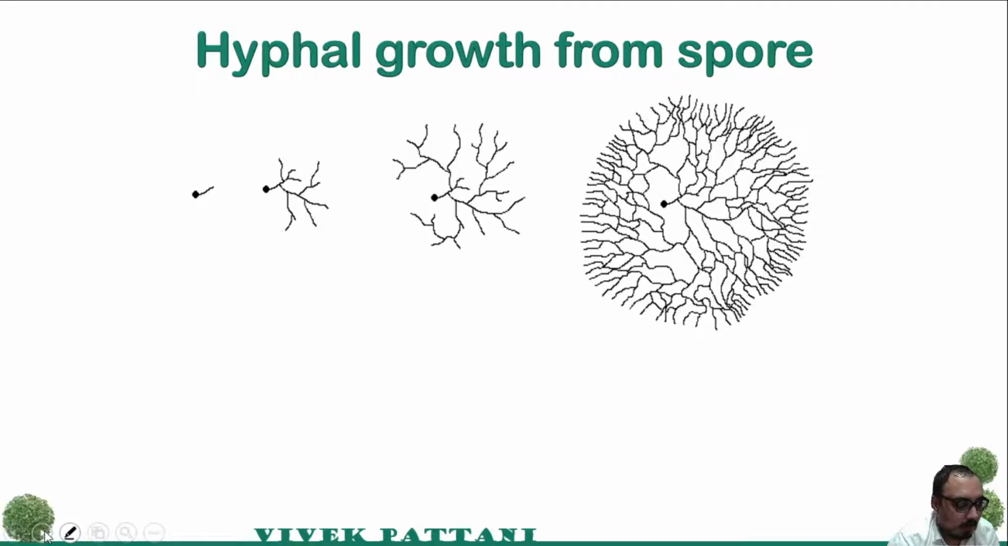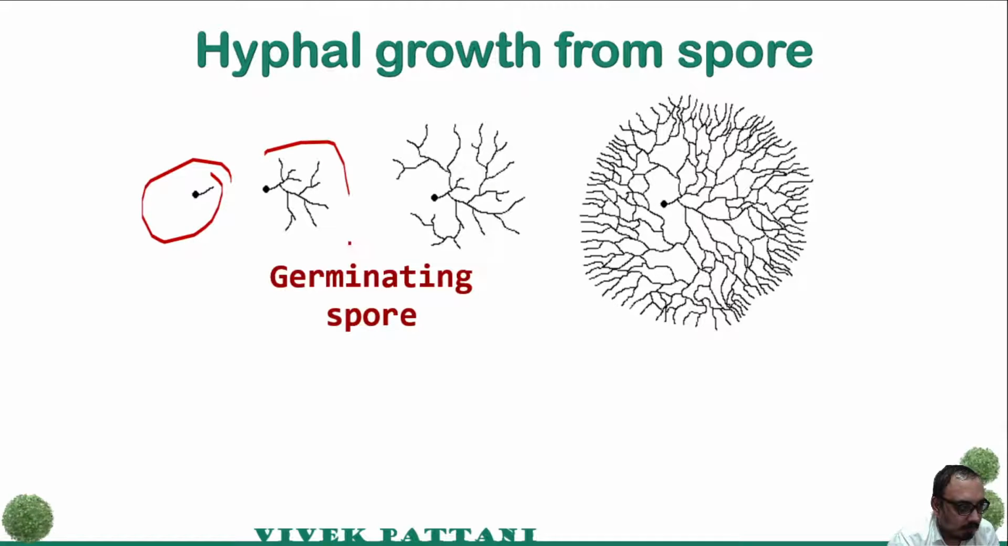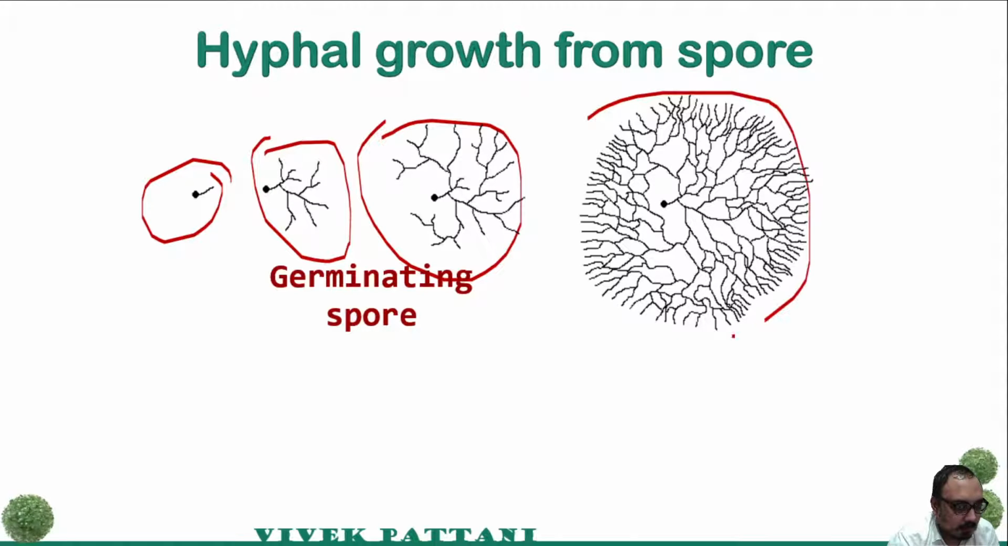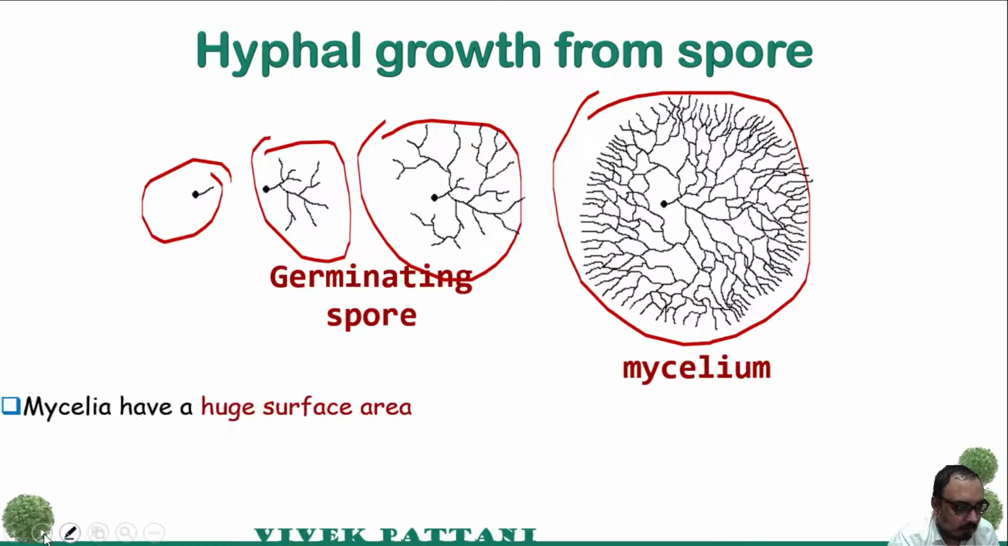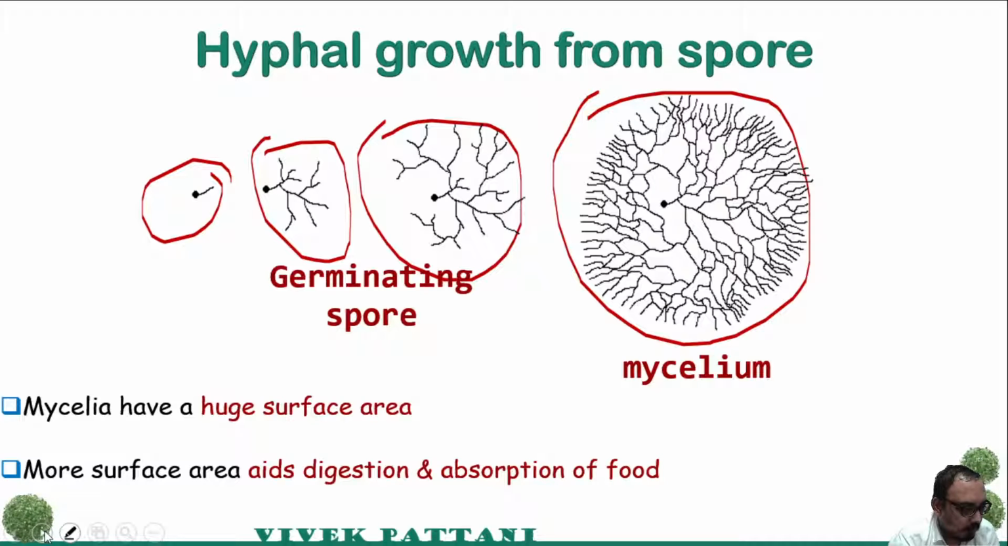So hyphal growth, how hyphal growth occurs, okay. A germinating spore basically grows into a mycelium and further starts spreading around the medium, and forms a mycelia. And what is the benefit of the mycelia? It has a huge surface area, so it can absorb more food, and the larger area also aids in the digestion and absorption of more food, okay.